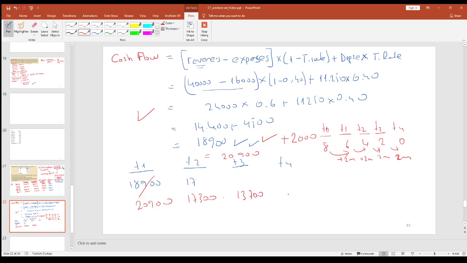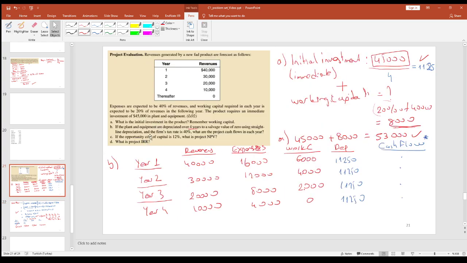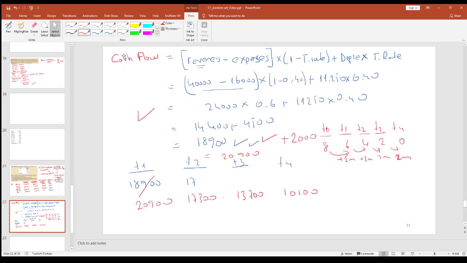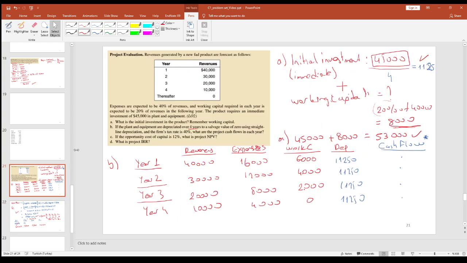13,700, and for the last year 10,100. So ladies and gentlemen, what is asked? This is okay for part B. This is part B. Now let's come here and see what is asked in part C. If the opportunity cost of capital is 12%, what's the net present value for this project?